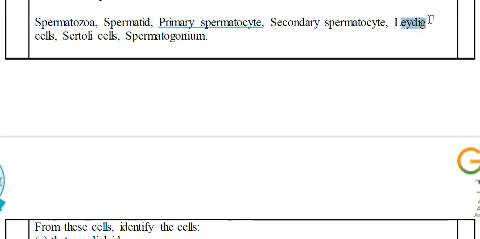Now, identify the cells that can produce hormones and their names. Amongst these, the ones that produce hormones are the Leydig cells, and they produce the male hormones, that is the androgens or testosterone.